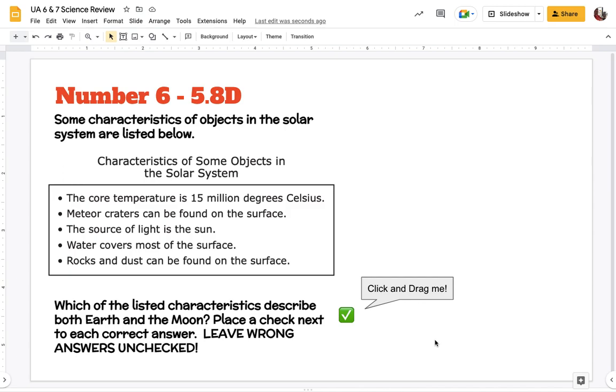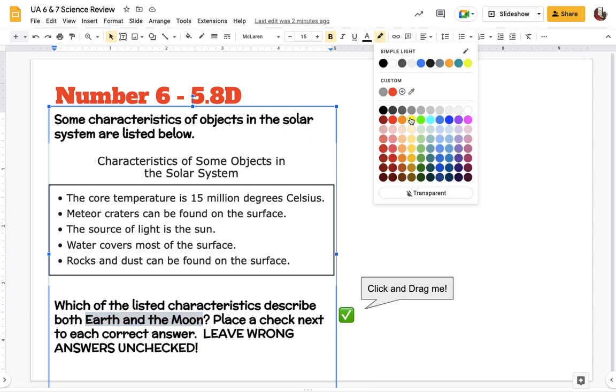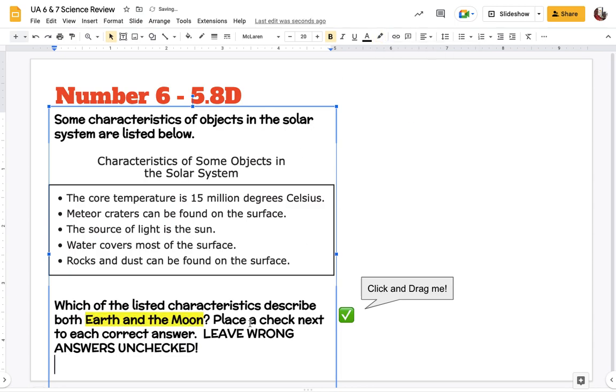Number 6. Some characteristics of objects in our solar system are listed below. So you have characteristics of some of the objects in our solar system. They want to know which of the listed characteristics describes both the Earth and the Moon. So I am looking here at both the Earth and the Moon. So place a check next to each correct answer and leave the wrong answers unchecked. So here's what I'm going to do. Let's go ahead and look.